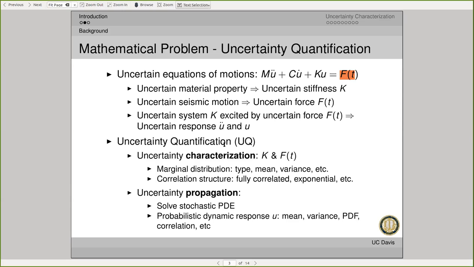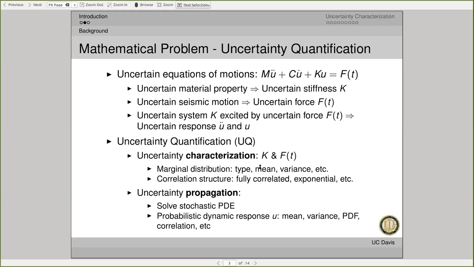As I mentioned, we have two tasks to perform. Number one is the uncertainty characterization. Essentially, we need to characterize the input uncertainty, for example, the input marginal distribution and input correlation structure of this stiffness term and of this random forcing term. The second task is the uncertainty propagation. Essentially, we need to propagate this uncertain motion into our uncertain system to identify the probabilistic dynamic response of the system: the mean, the standard deviation, or the PDF, or the correlation structure of your probabilistic displacement, velocity, and acceleration response.